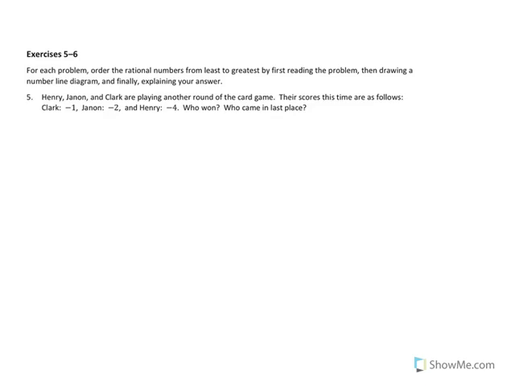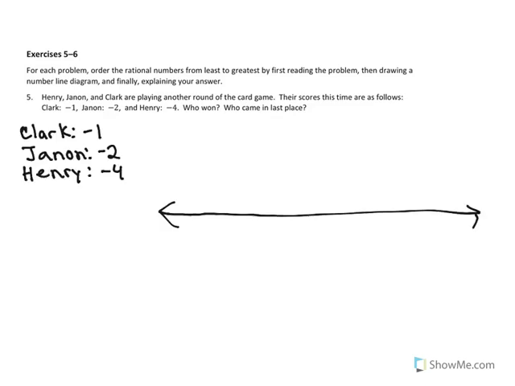All right, now we've got Henry, Janin, and Clark playing another round of the game. Their scores this time are as follows. Clark has -1, Janin has -2, and Henry -4. So now who won and who came in last place? All right, let's start by listing out our information again. All right, we listed out the information and I drew in our number line.